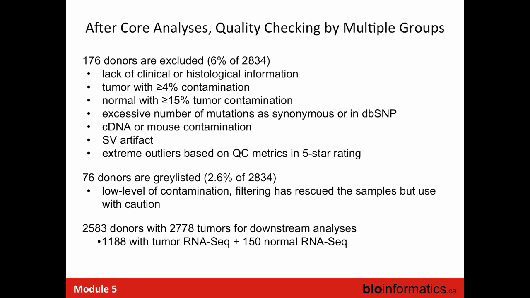And then we had another 2.6% of donors that have low-level contamination. We did manage to rescue them, we think, by filtering the contaminated calls, but it's never a complete filtering. So we just flag them as ones that people have to pay attention to when they do the analysis. So ultimately, we end up with 2,583 donors. Some of them have multiple tumors, and half of them have RNA-seq data to match. So this is a good resource for anyone interested in large-scale analysis.